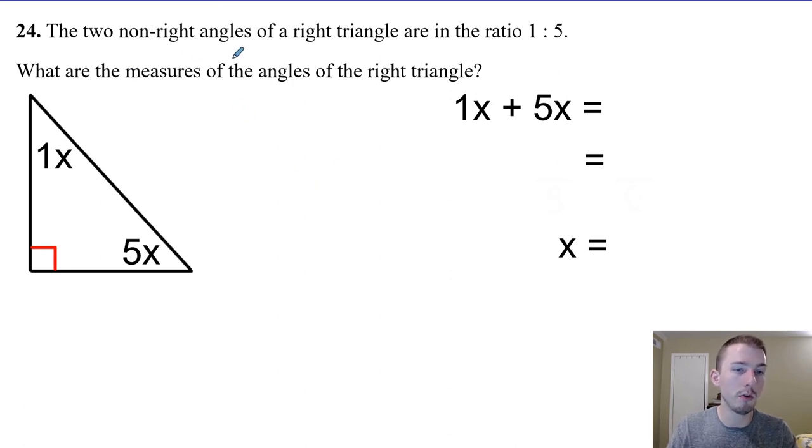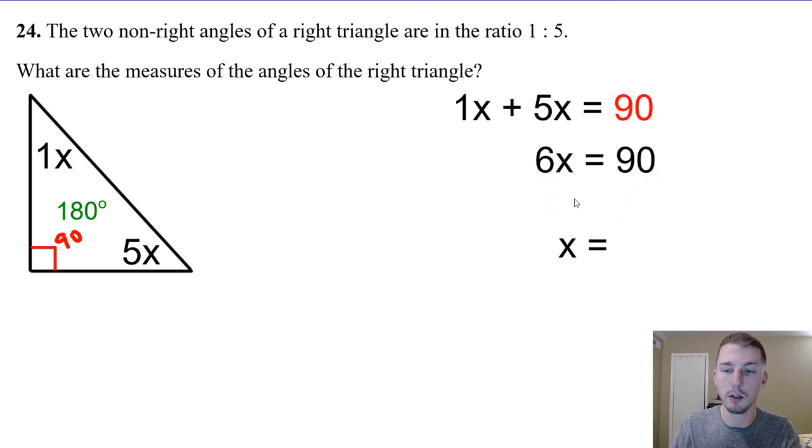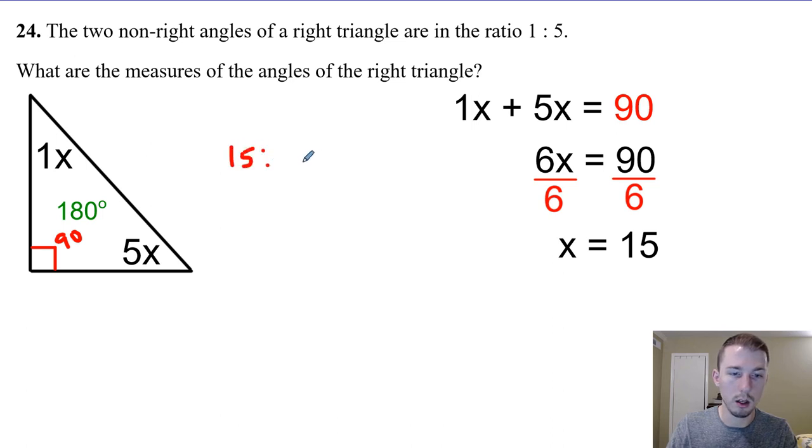Another one, two non-right angles of a right triangle. If you draw a picture, it'll make more sense. Well, if this is 90 degrees, the two non-right angles have to be complementary because altogether they add up to 180, right? So again, 1x plus 5x, because that's a ratio of 1 to 5, is going to add up to 90 again. So 6x is 90, so therefore divide by 6, and x is going to be equal to 15. So what are the measures? Just multiply it back. So that's going to be a ratio of 15 to 75. And again, that would be our unreduced ratio. We divided them by 15, which gave us a reduced ratio of 1 to 5.